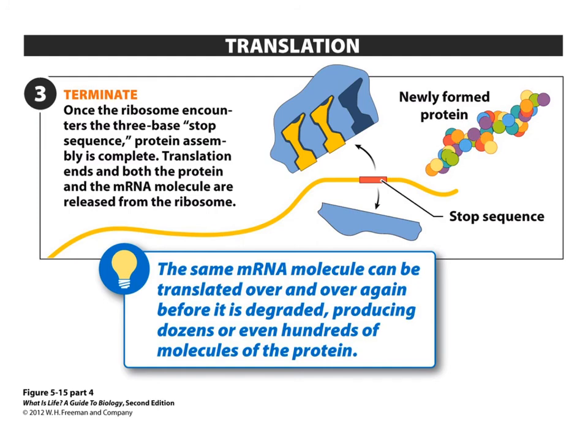The last step of translation is termination. The RNA will encounter a stop sequence or stop codon in the mRNA. When that stop codon is reached, translation ends because the ribosome, tRNAs, and protein will all fall off of the mRNA. Everything is released into the cytoplasm. These molecules are all recyclable. The mRNA can be read again, the ribosome reused, and the tRNA is reloaded for reuse as well. Our product, the newly formed protein, is now ready to be transported to wherever it's needed.